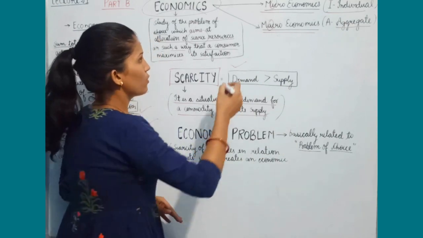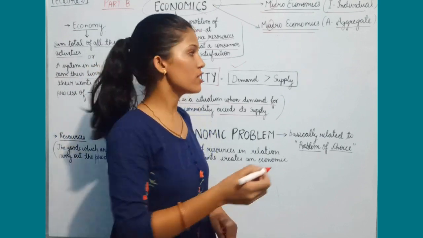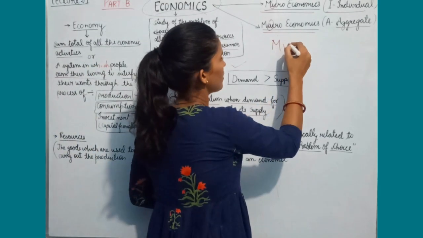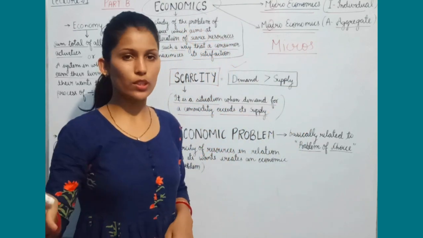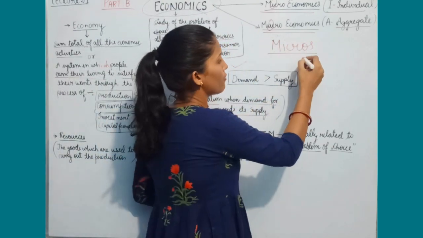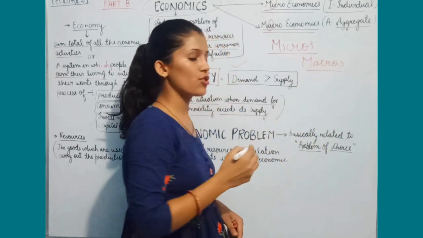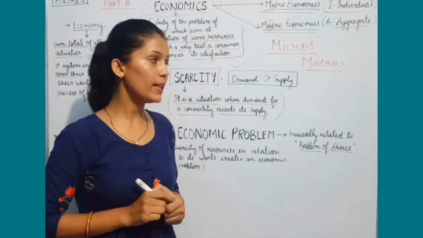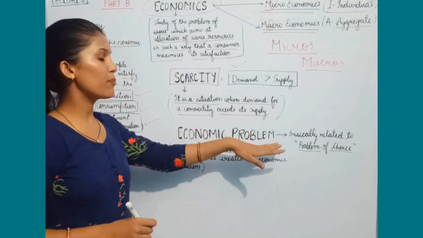Clear? So micro is derived from the Greek word micros, spelled M-I-C-R-O-S, which means small or individual unit. And macro is derived from the Greek word macros, which means large units. Clear? Okay.